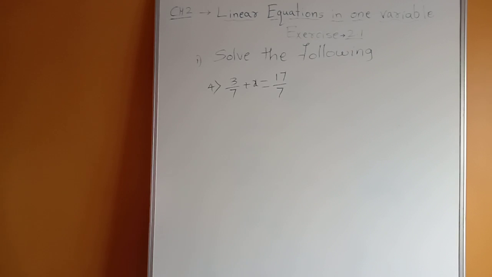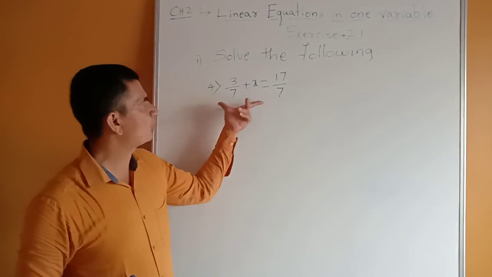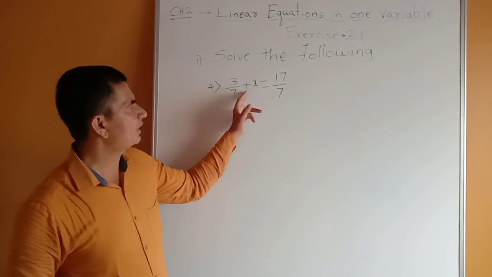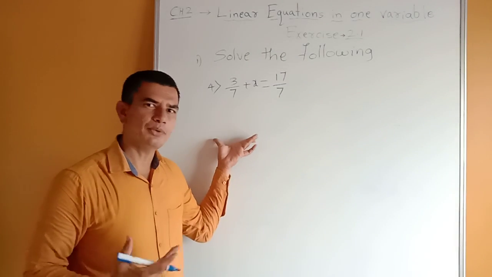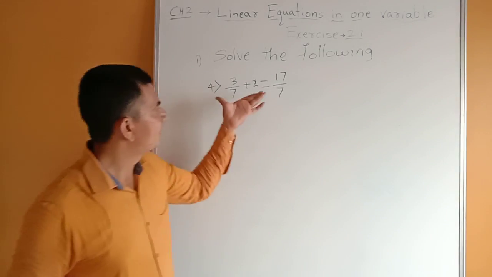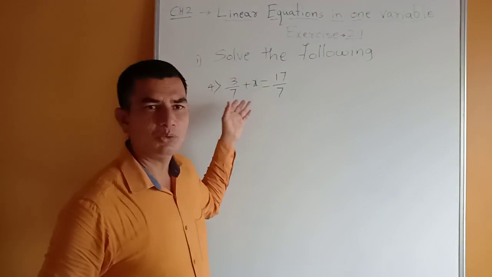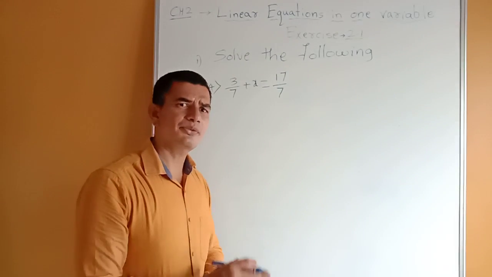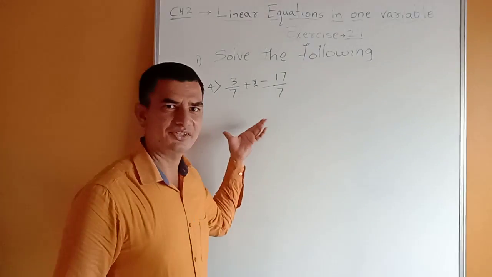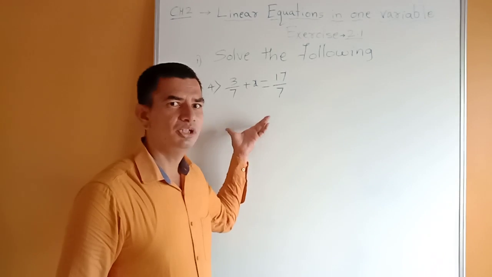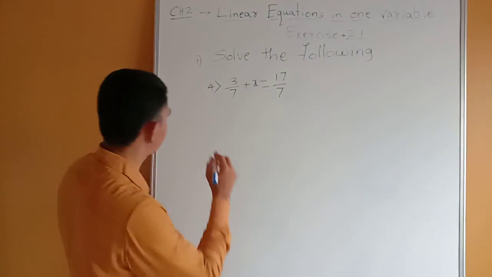Now we have completed question number 1, 2, 3. Now I have written question number 4, that is 3 by 7 plus x is equals to 17 by 7. Till now we have done only integers. Now we have fractional numbers. Whether it may be integers, negative integers, positive, fractions, or decimals, all the rules are the same. That we have to concentrate on.